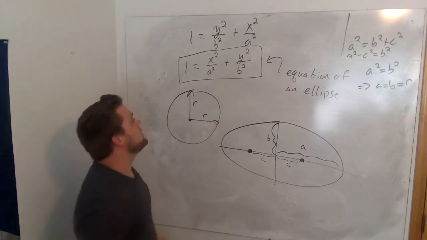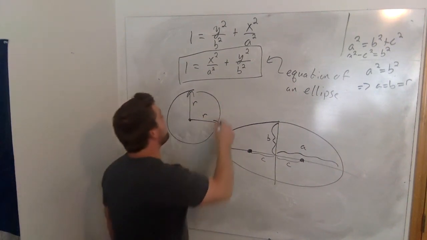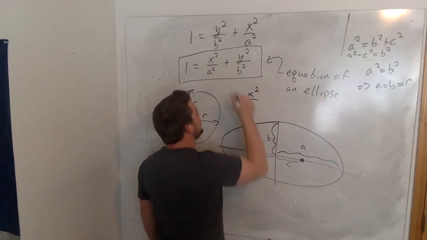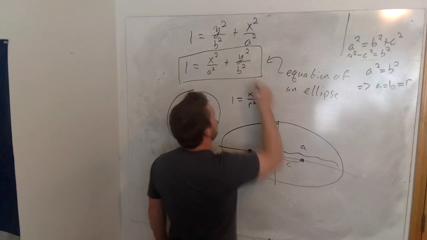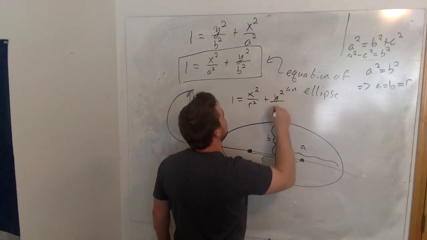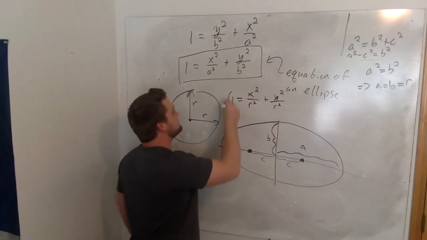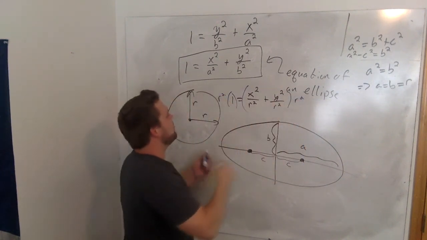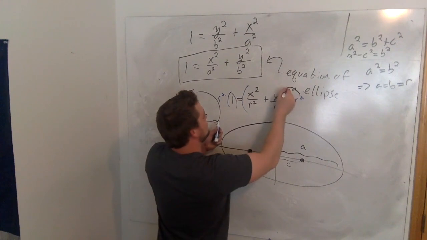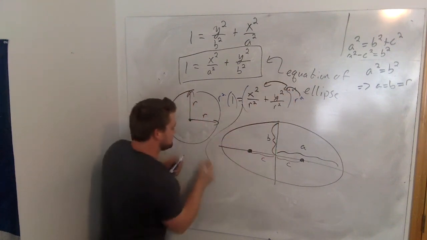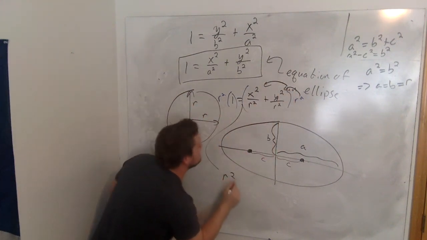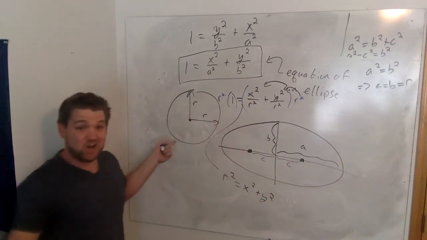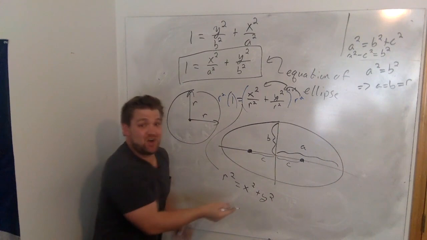Well, what happens if we replace A and B with R? We're going to get 1 equals x squared over R squared plus y squared over R squared. If A is R and B is R, now multiply both sides by r squared. Well, when this distributes in, what are we going to get? We're just going to get that r squared is equal to x squared plus y squared. That's the equation of a circle.